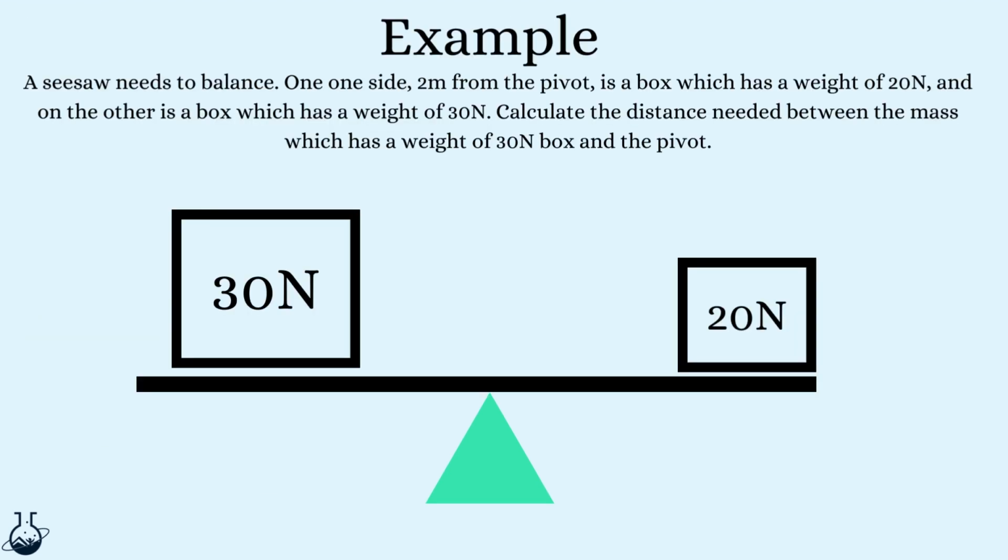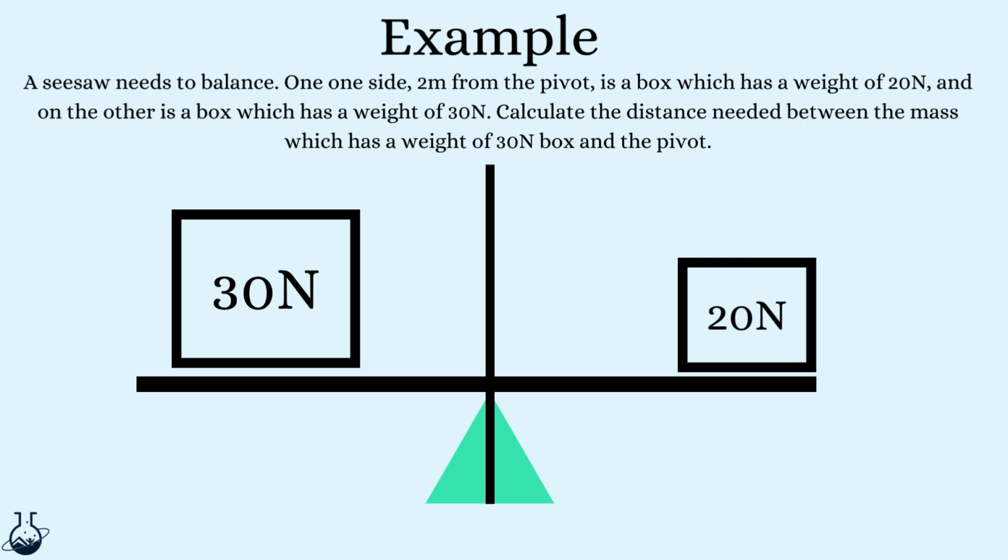Let's go through an example together. A seesaw needs to be balanced. One side, 2 meters from the pivot, is a box which has a weight of 20 newtons. And on the other side is a box which has a weight of 30 newtons. Calculate the distance needed between the box which has a weight of 30 newtons and the pivot.